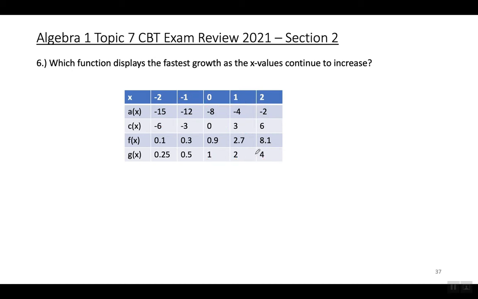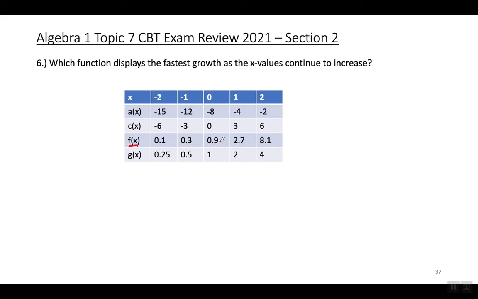And by the way, if you're not sure, you could just do 0.5 divided by 0.25, or 1 divided by 0.5, or 2 divided by 1, or 4 divided by 2. They're all going to give you the answer of 2, because every number is being multiplied by 2 to get the following number. All right, now f of x, look at f of x.